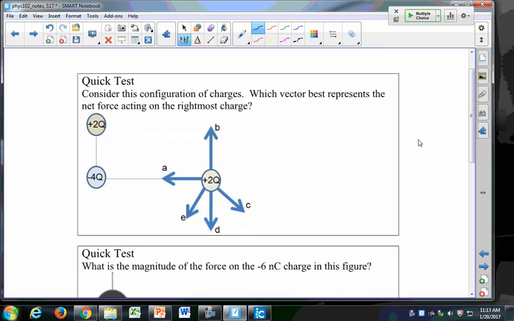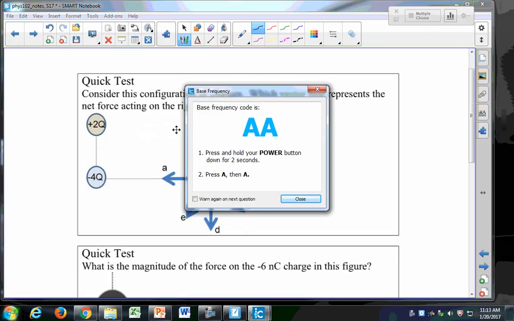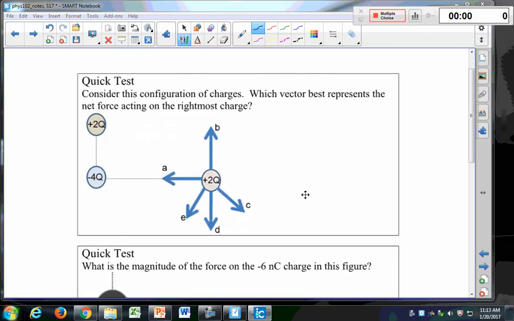Let's try this quick test first. Consider this configuration of charges. Which vector best represents the net force acting on this rightmost charge? So you should start just sketching in the vectors and then sketch them also to scale. So if one charge exerts a bigger force than the other charge, then you draw that vector bigger. And then after you draw those two vectors, ask yourself which of these vectors represents the vector sum of those two vectors that you've sketched in.